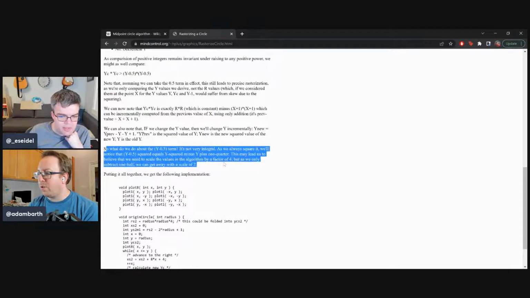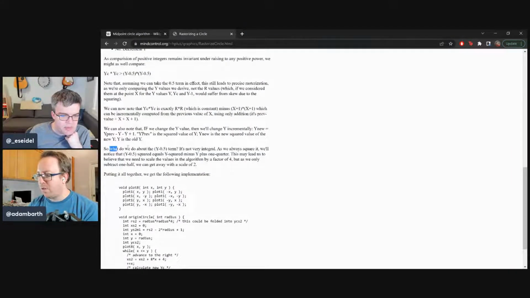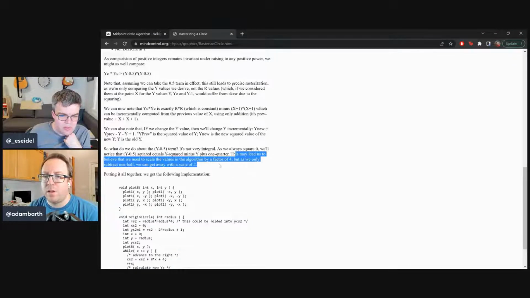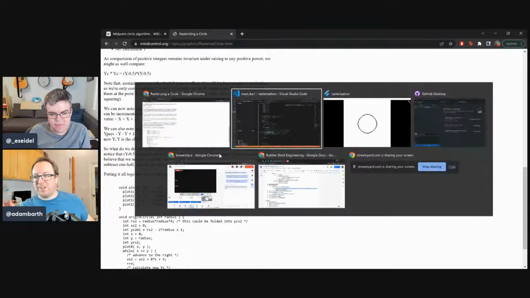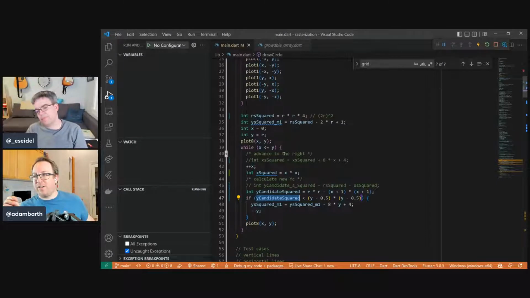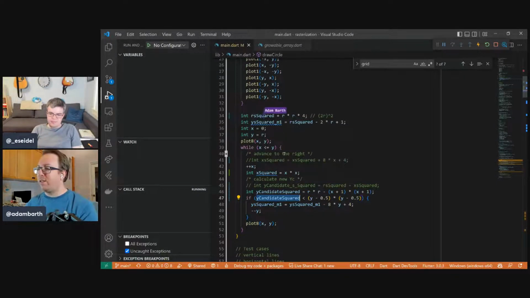Squared. Here, I think they're getting into it right here. So what do we do about the y squared minus y plus 1/4? Oh, so they double everything. They use a factor of 4 to get rid of this. Okay, so the s's are just this whole thing multiplied by 4, so you can do it all in integer. Yep. Okay, so let's try it that way, right?